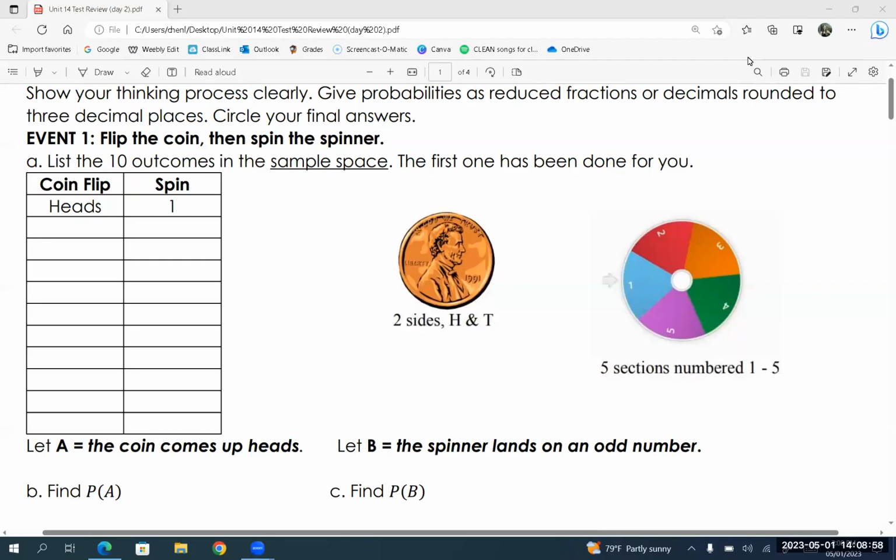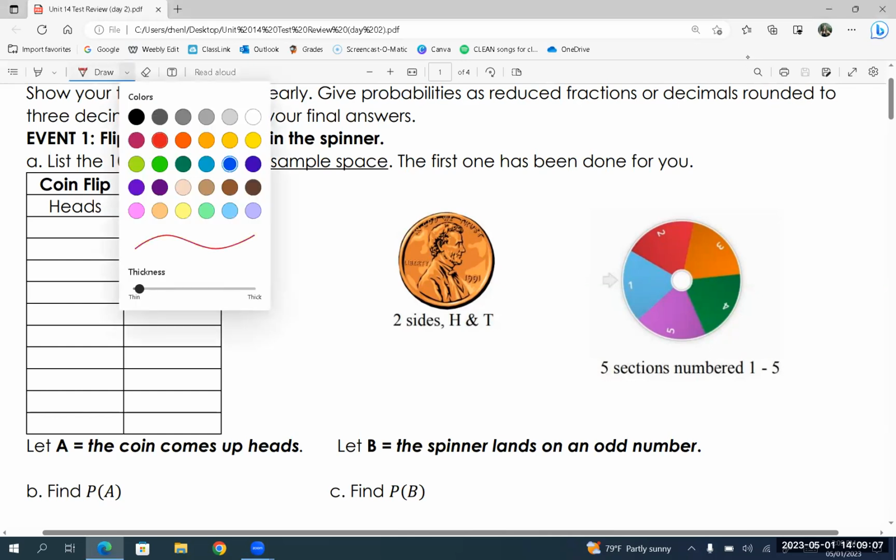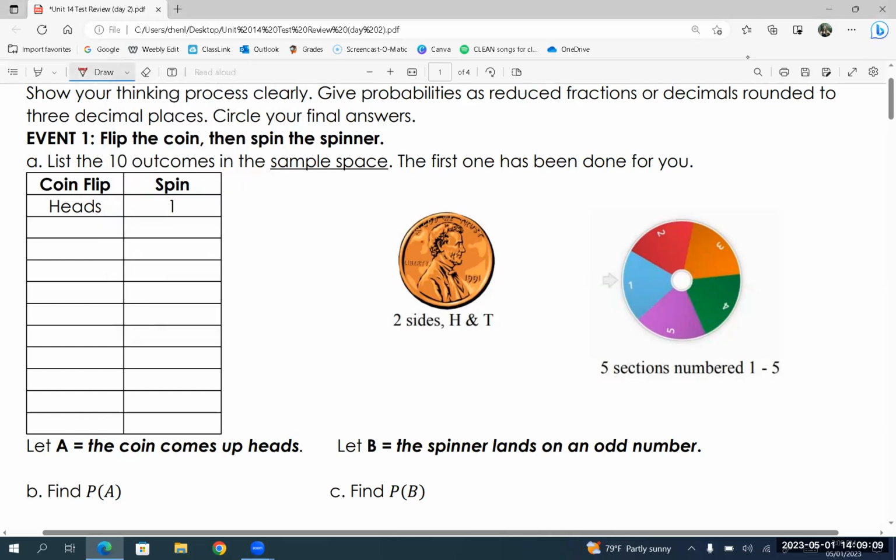Okay, event 1 is to flip the coin and then spin the spinner. Part A, list the 10 outcomes in the sample space. The first one has been done for you. So our job is to go through and just list out what could happen.